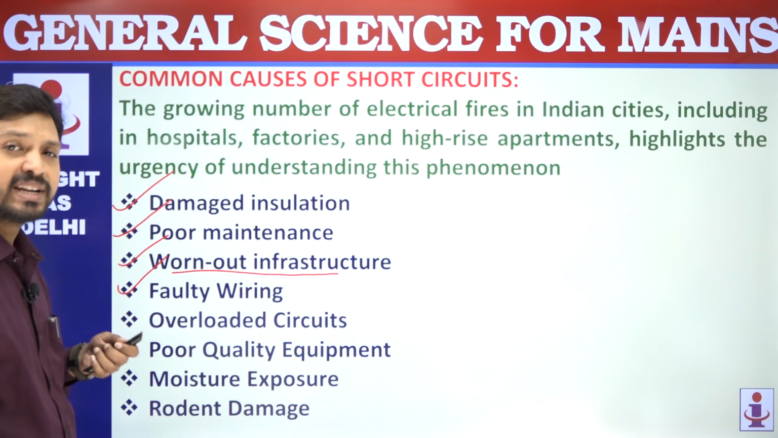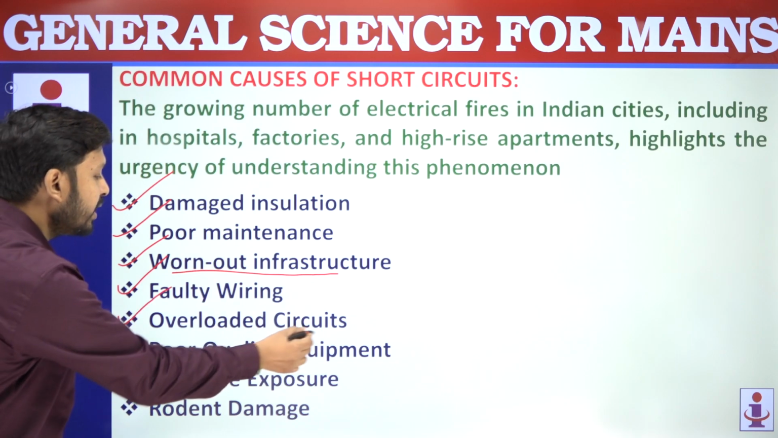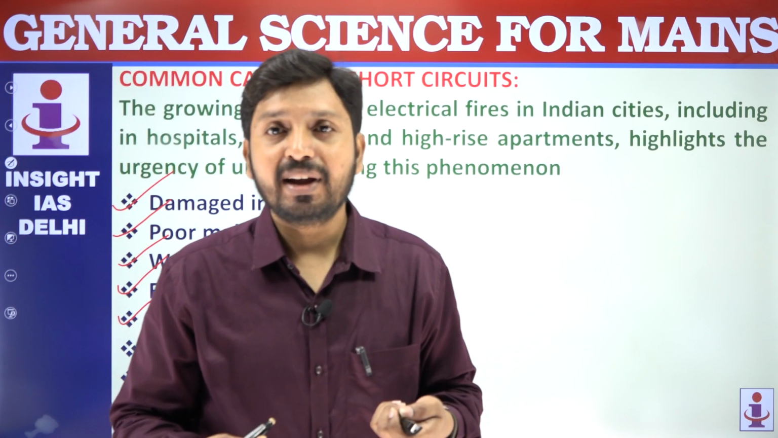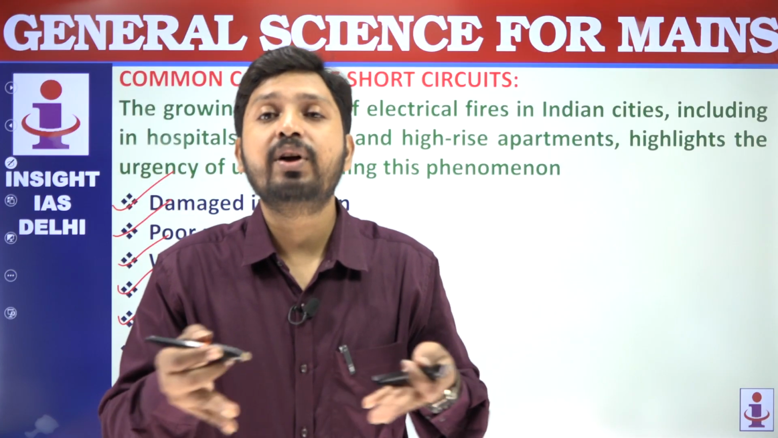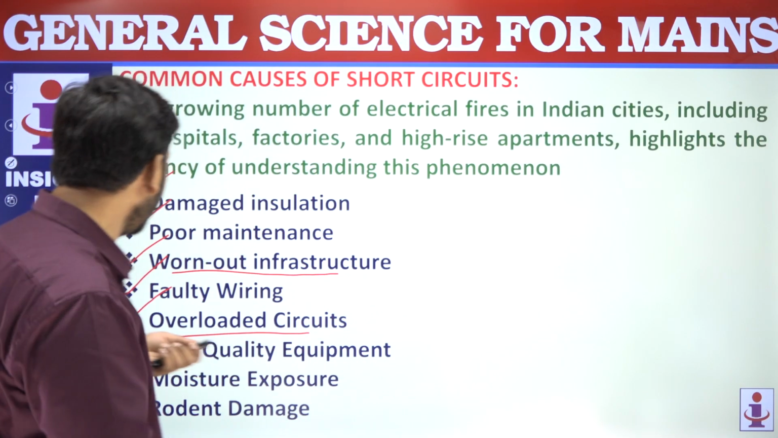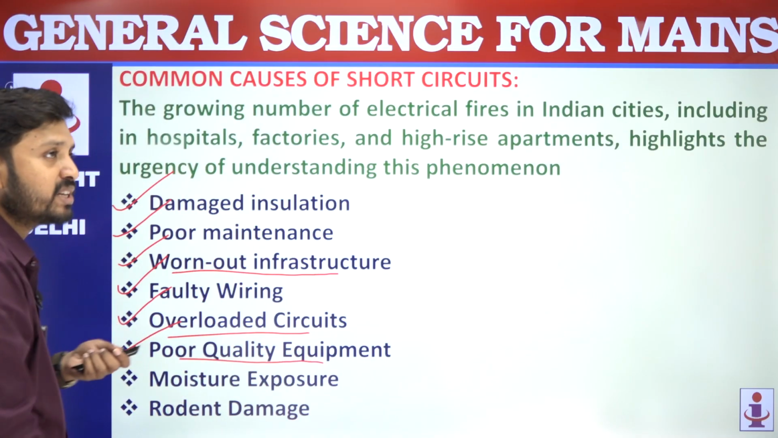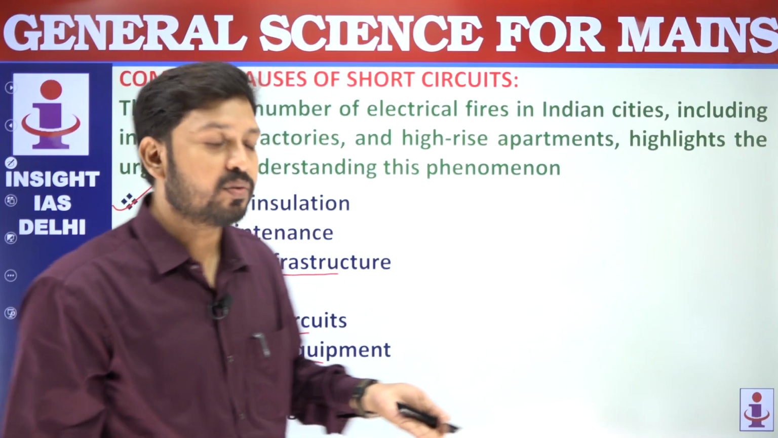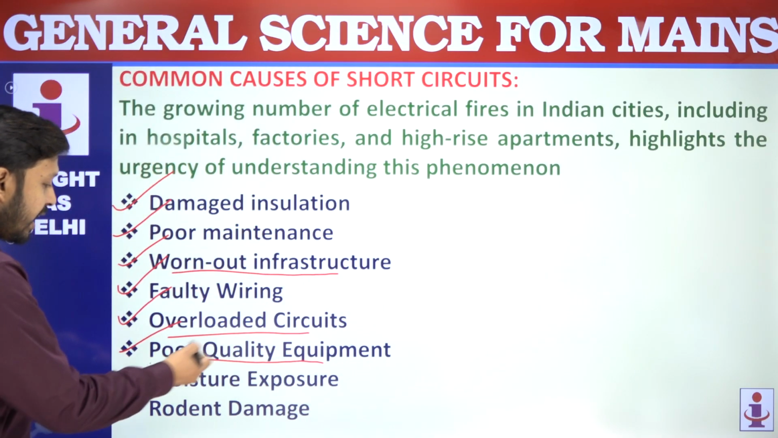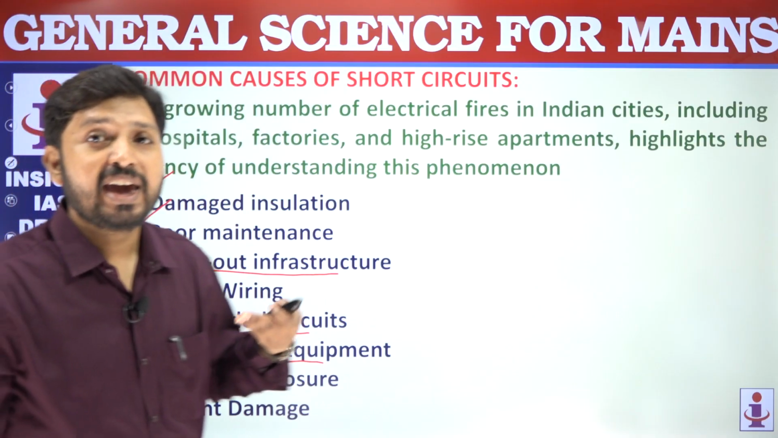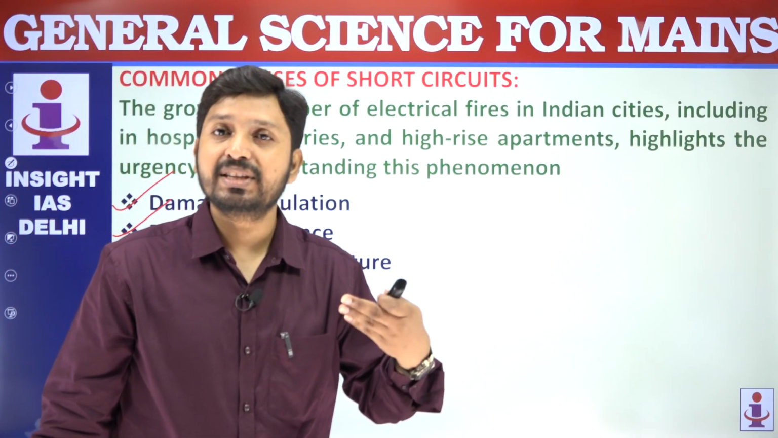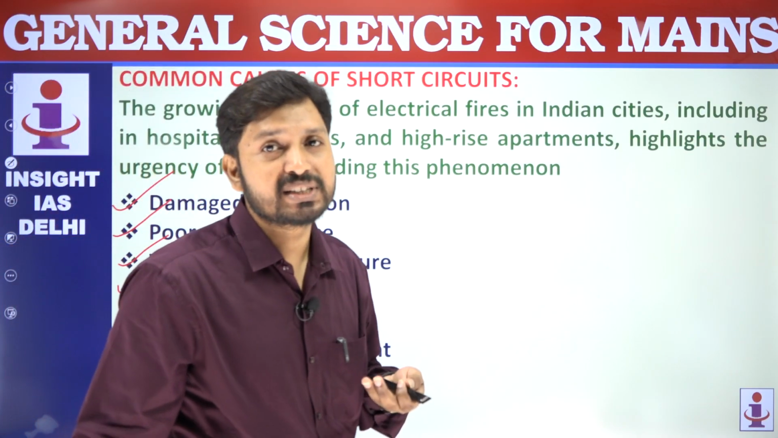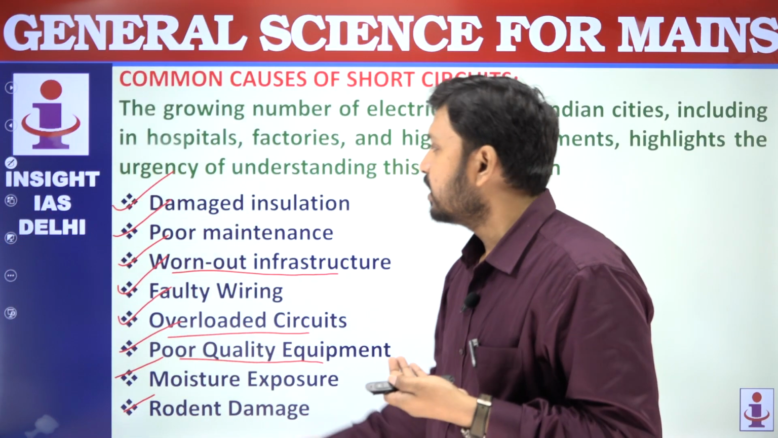And faulty wiring practices, and apart from that, overloaded circuits. In the same circuit, if they are extracting more and more current, that single phase will become very, very hot, and the chances of fire accidents can be very high. Also poor quality of equipment, for example switches and boards: if they are of very poor quality, then the chances of short circuit will be very high. And moisture exposure, especially when exposed to water, then the chances of short circuit will be there. Also rodents sometimes chew the wires, right? So during such cases also the chance of short circuit will be there.